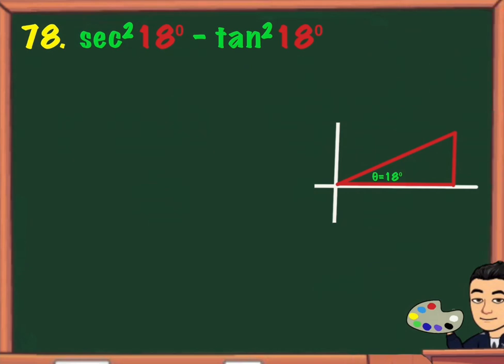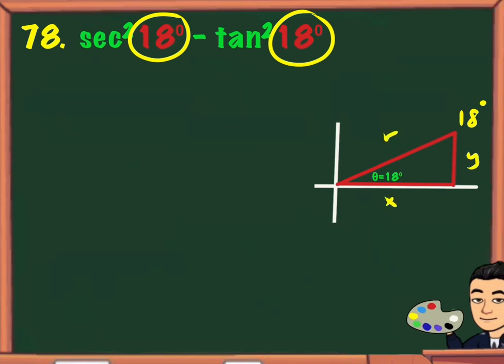Okay, so this is number 78. You see that the measures are 18 degrees, so we can just work on one triangle. With the reference angle equals 18 degrees, you have x, y, and r, knowing that secant squared is 1 over x squared, and for tangent, you're going to subtract y squared over x squared.